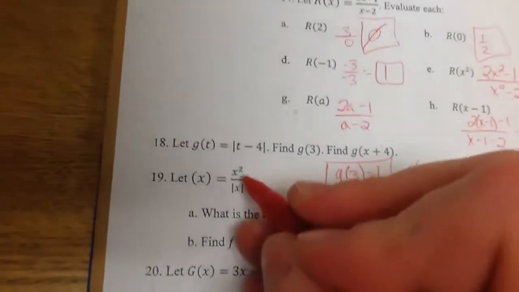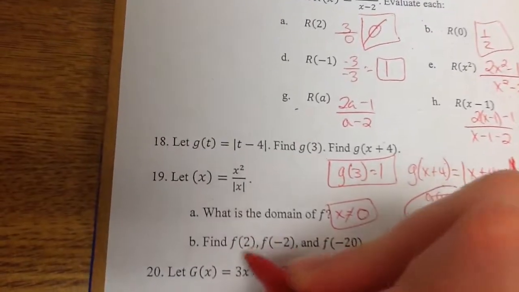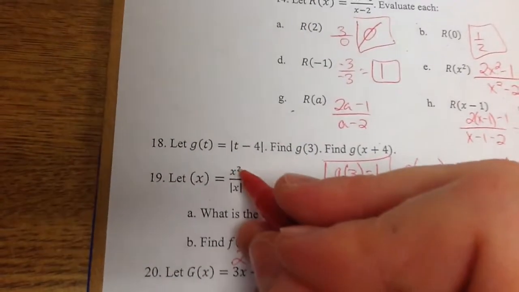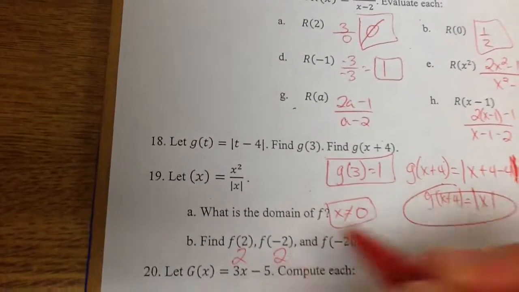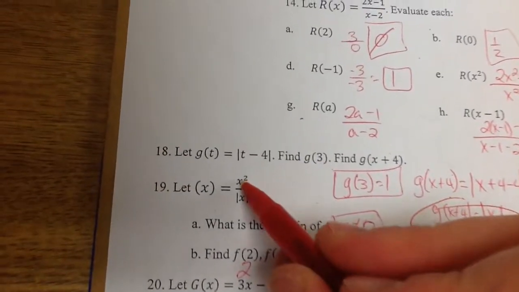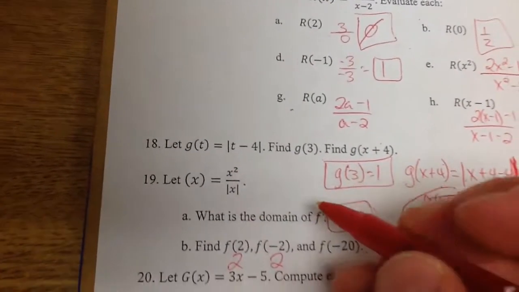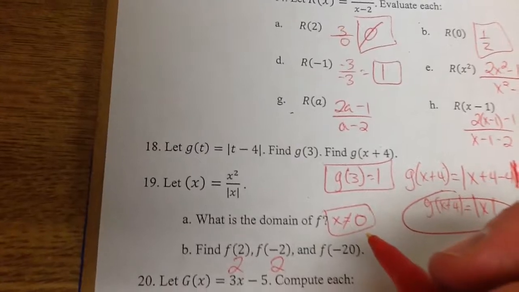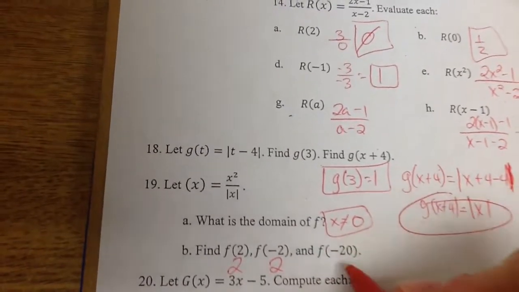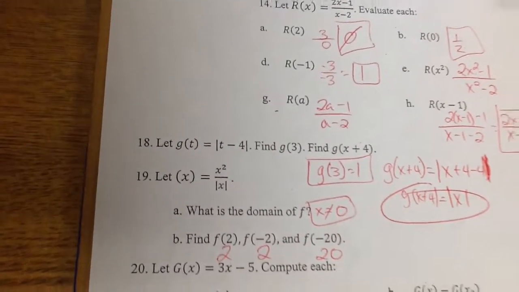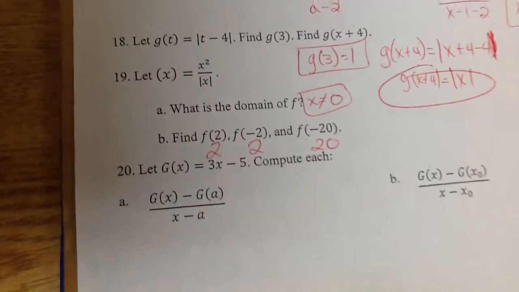Plug those numbers in. 2 squared is 4 over 2, which is 2. -2 squared is 4 over 2, which is 2. And -20 squared is 400 over 20. 400 divided by 20 is 20.